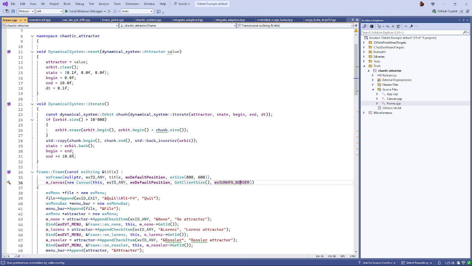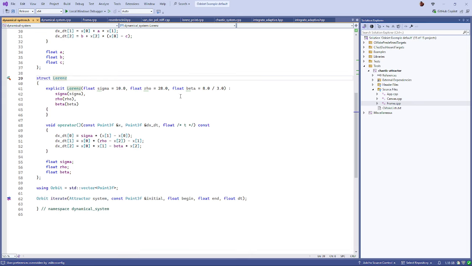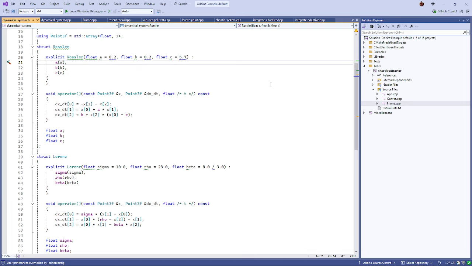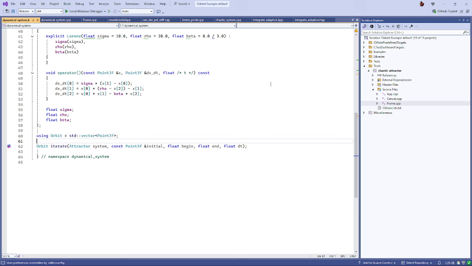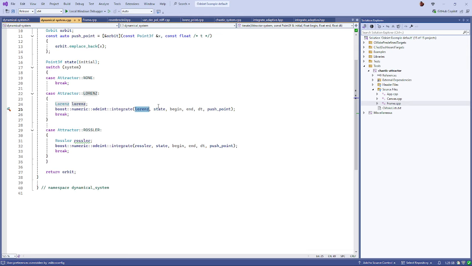Okay, so for me, I am calling this iterate method, which is just going to call boost numeric odeint integrate. This is the simplistic form. I'm supplying my functor that implements either the Lorenz attractor, in this case, or the Rossler attractor, in this case. It's a class with a function call operator, and I'm passing that system in.